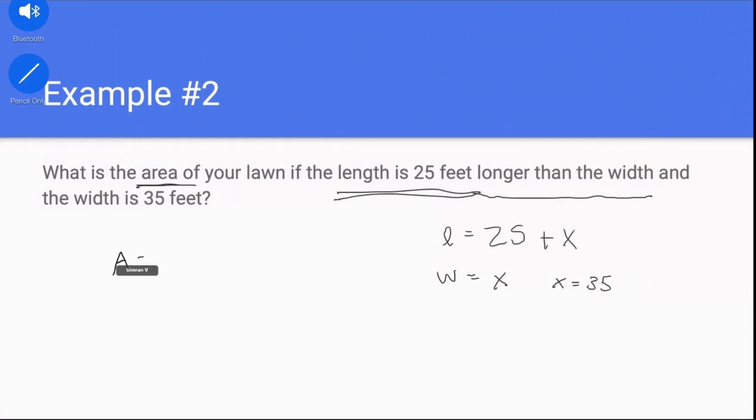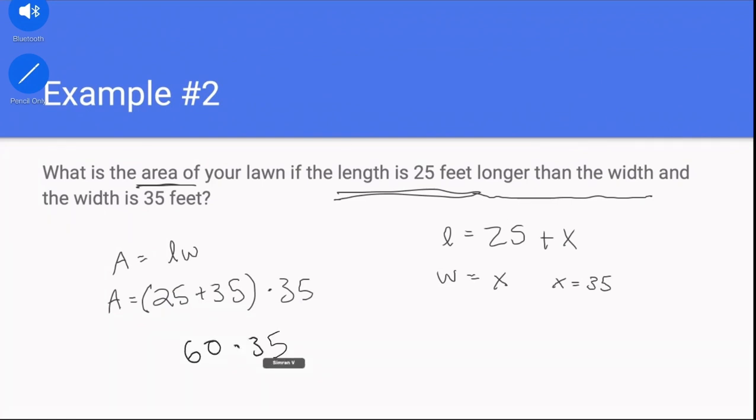Okay, now just plug it into the formula, which is length times width. Area equals 25 plus 35 times 35. Okay, now just plugging in your values. 25 plus 35, that is equal to 60 times 35. Using a calculator, because you don't want to do all this hard math out, and then you get 2100. So the area of the lawn is 2,100 feet.